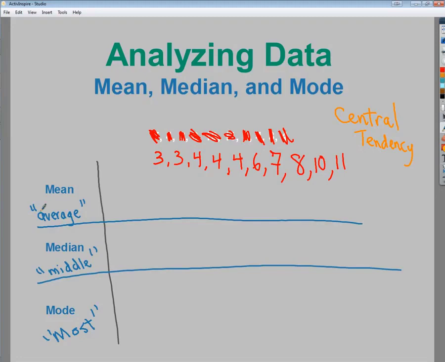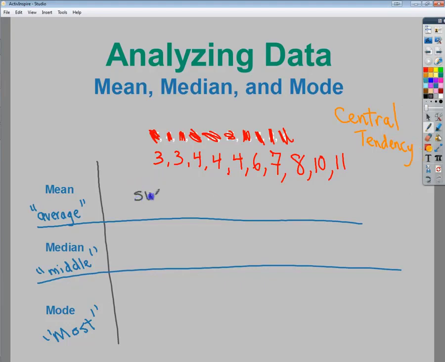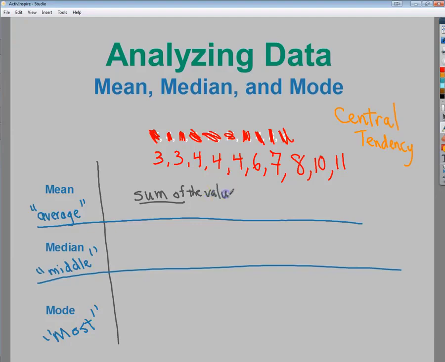Anyway, what you're dealing with is the sum of the values. So add them all up. And then you want to divide by how many there are, the number of values. So you might say something like sum over how many. That tends to be the short version of that.